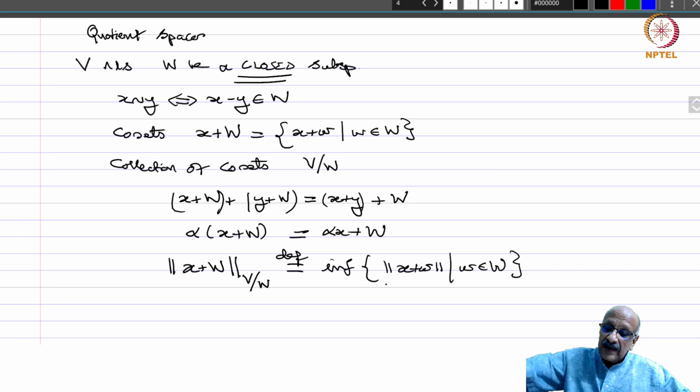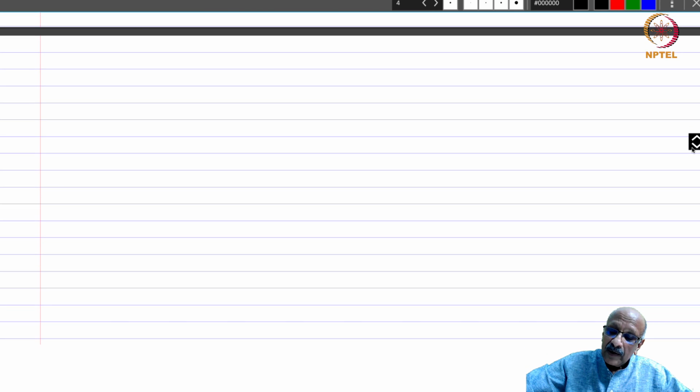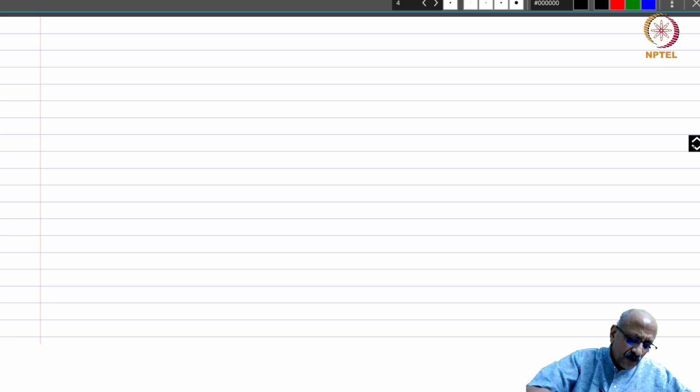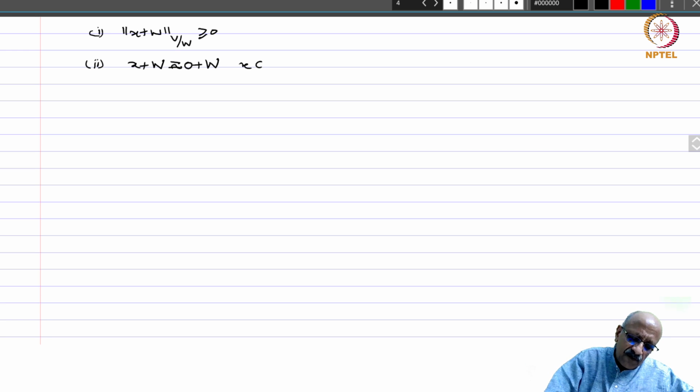In this case, for the first time, the triangle inequality is not the only one which requires some calculation. First of all, the norm of x plus W in V by W is greater than or equal to 0, that's no problem, because you are taking the infimum of non-negative numbers and therefore it's non-negative. So let us see the second one. What is the 0 element? x plus W should be equal to 0 plus W. This is the 0 element, that means x itself belongs to W.